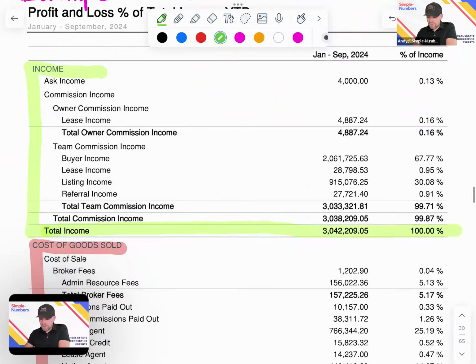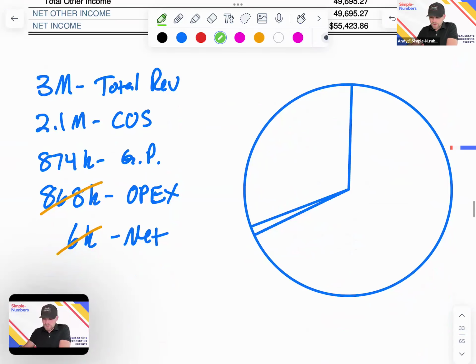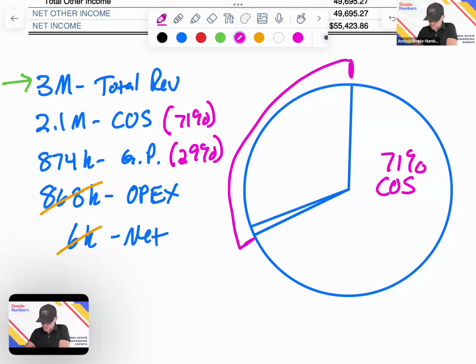Okay, here's another quick example. I'll just scroll to the bottom and show you the margins. So this is a $3 million team. They have a cost of sale of 2.1, which is 71%. 71% of the pie is going out in cost of goods sold. That left us with a gross profit then of 29%, which is just this section here.